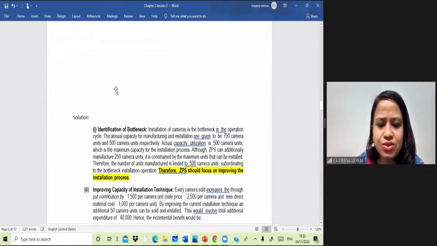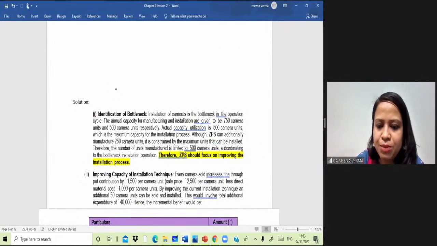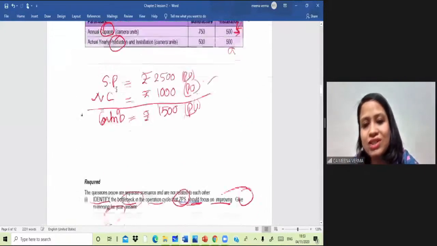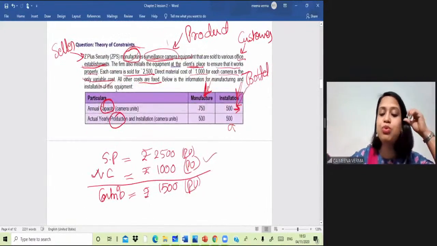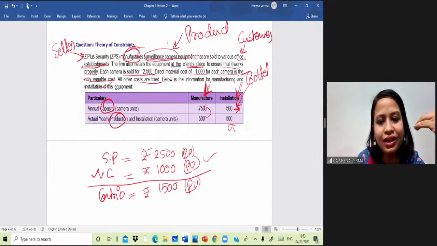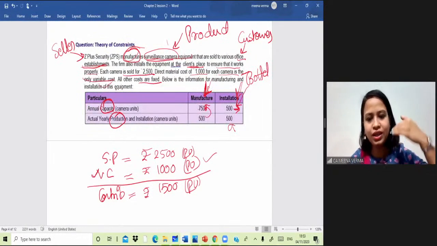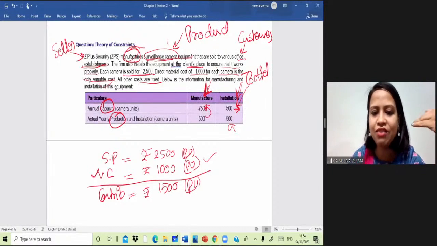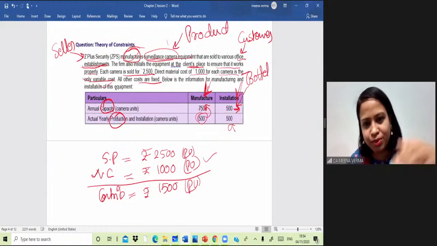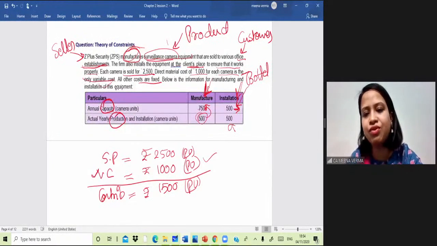We can see the answer also. ZPS should focus on improving the installation process. If the organization wants to improve its profitability, we know that they can increase the manufacturing. They can produce more cameras because they have a capacity of 750. Right now they are producing just 500, but they can increase it to 750.